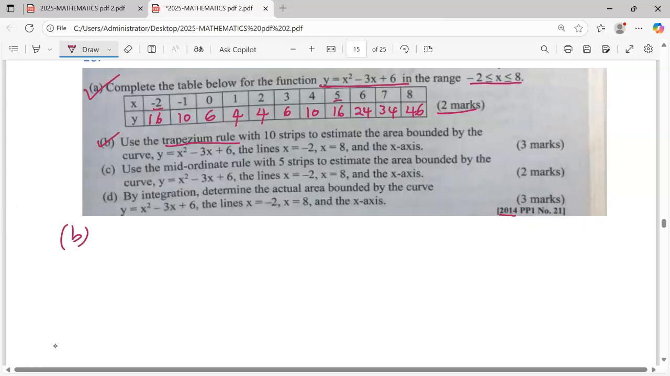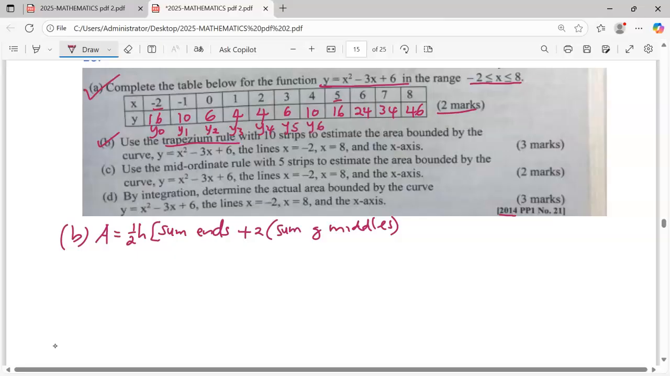So using the trapezium rule, we know that area is given by half multiplied by the height, into the sum of the ends plus twice the sum of the middles. That is to say, we are going to take the first y to be y0, then we have y1, y2, y3, y4, y5, y6, y7, y8, y9, and lastly y10.